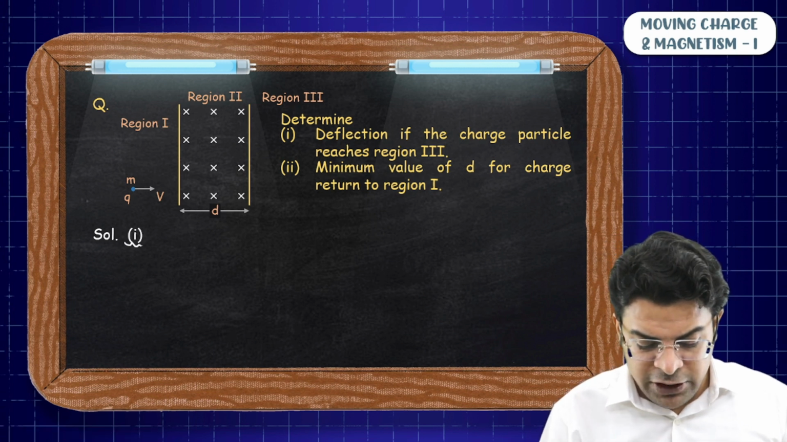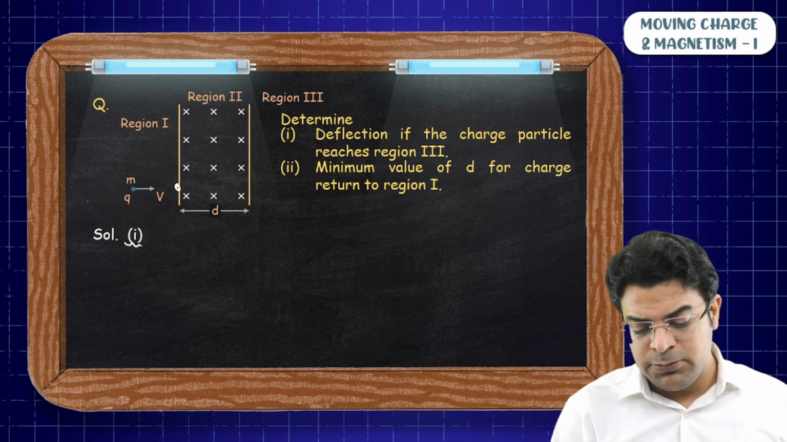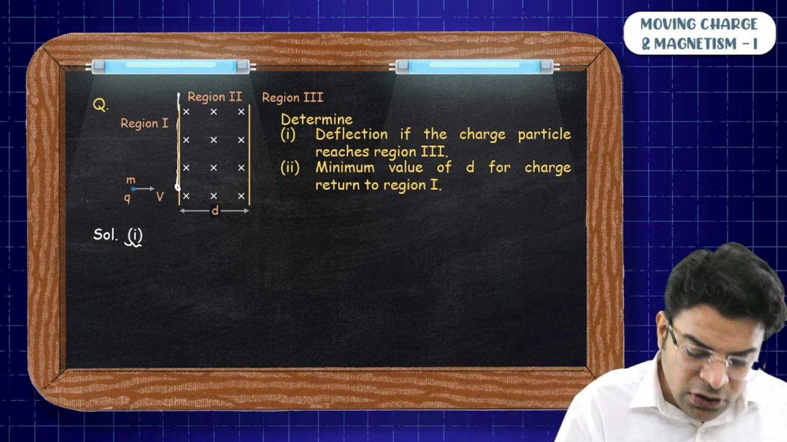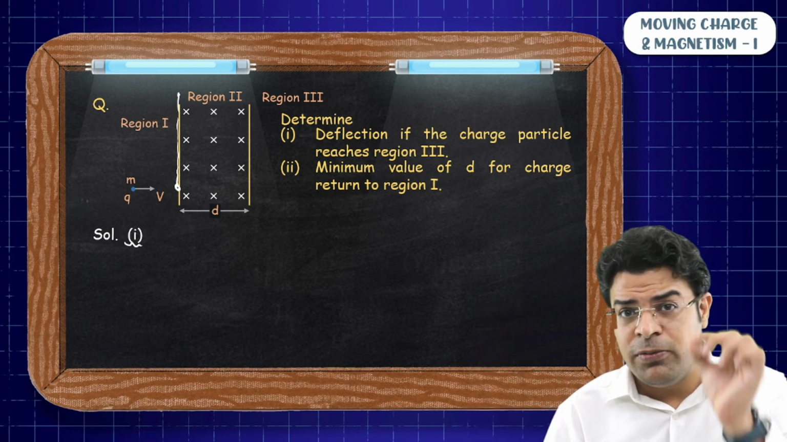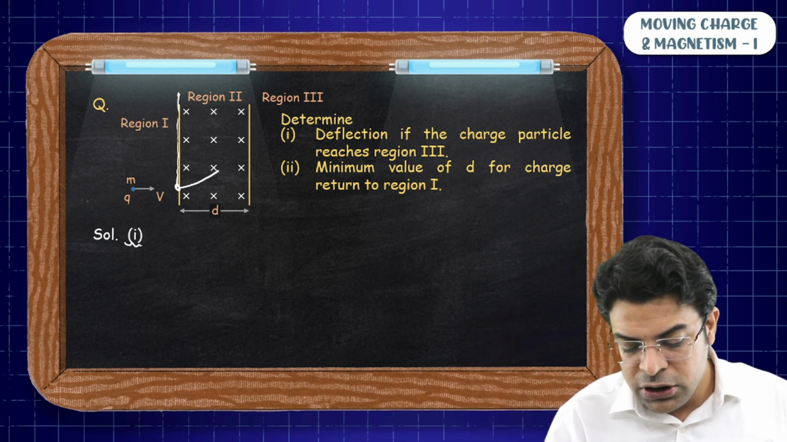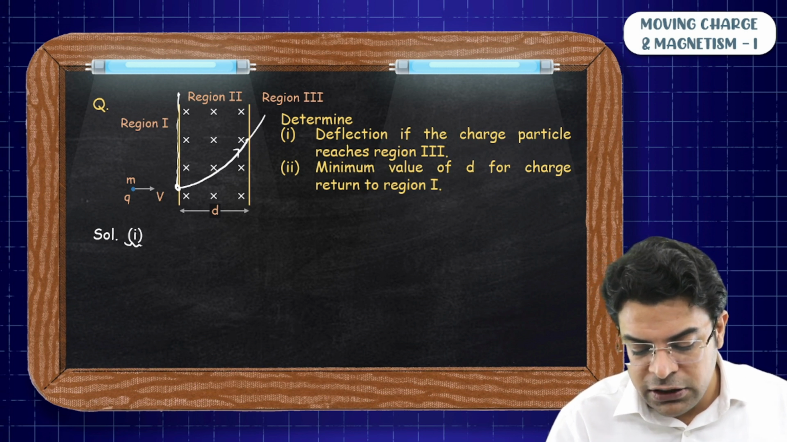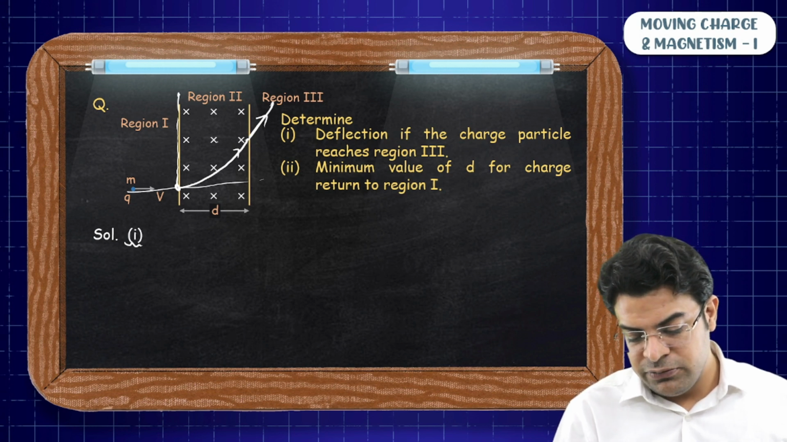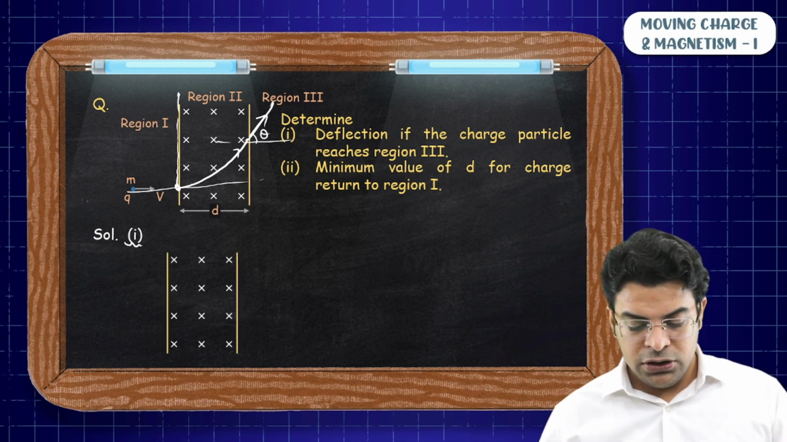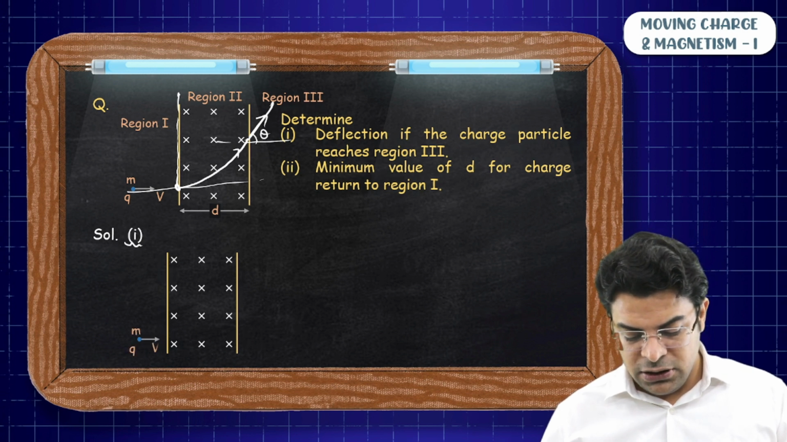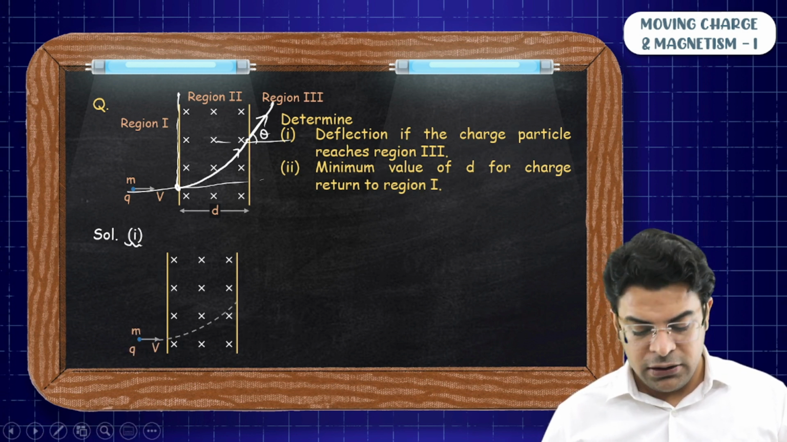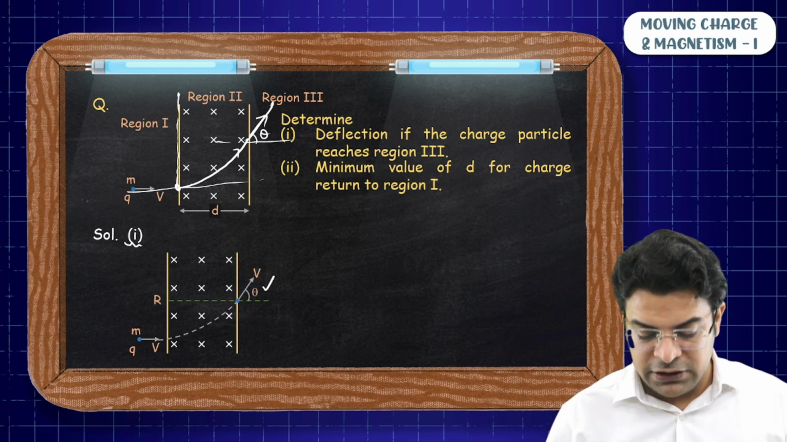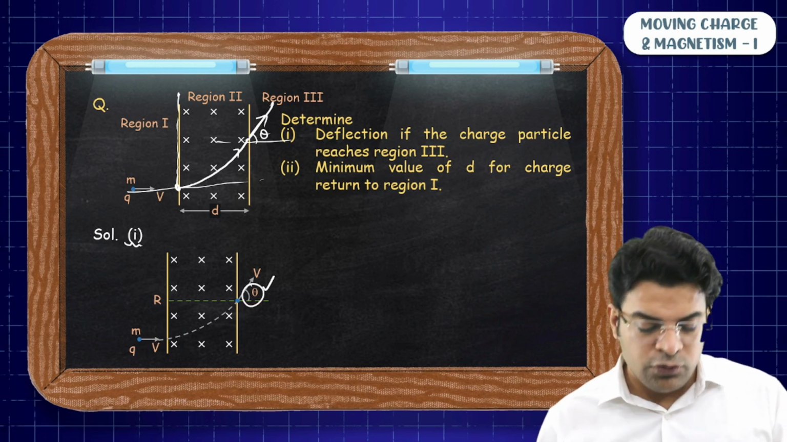Solving the first part, assume that this charged particle moves with such a high velocity that it has such a large radius of circular motion that, once it starts performing circular motion after reaching region 2, it comes out in region 3. And we need to find the deflection in the velocity, this angle theta. So let's say the charged particle enters, then it goes along an arc, and it comes out in region 3 such that its velocity makes some angle theta, and our mission is to find this theta.